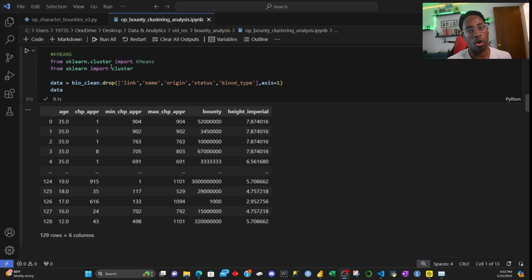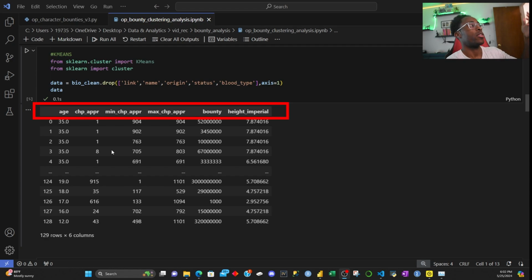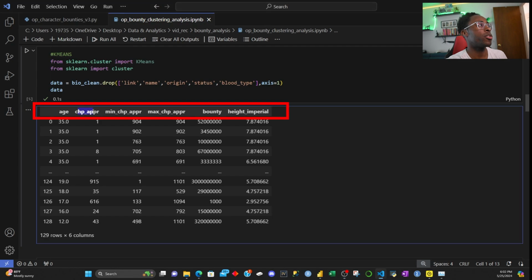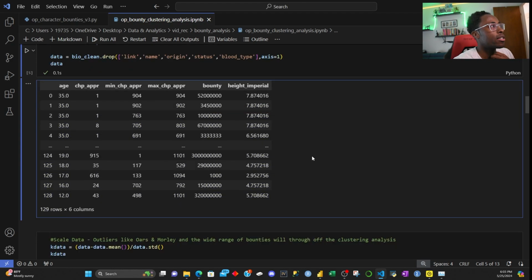If you're interested in all the pre-processing that I did prior, you can check out the One Piece Data Analysis Part 1. But essentially, we import these packages and we want to make sure that we're working with purely numerical variables. So here we can see that we have the age, the chapter appearance, the number of chapter appearances, the max chapter appearances, the bounty, and the height of that character. So that's the data that we're going to input into our algorithm.